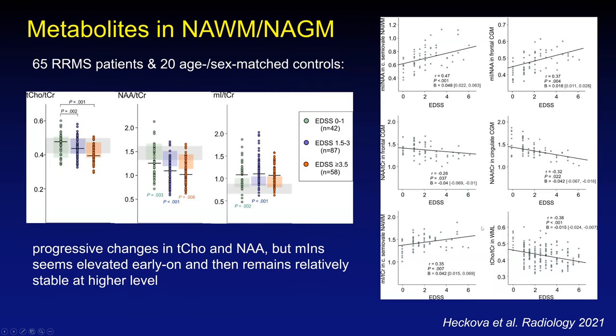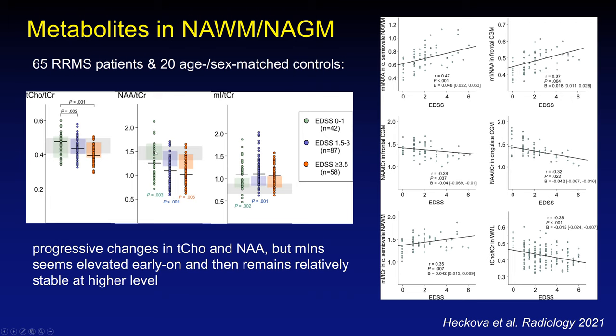One of the recently published papers is the one in Radiology 2021, where we have studied a cohort of 65 relapsing remitting MS patients and a subgroup of age and sex matched healthy controls. And the quite interesting result was that when we compared different groups of patients with different disabilities, so an EDSS score of 3.5 indicates a higher disability, then you can see that for increasing EDSS scores, you see a drop in choline to creatine ratios.